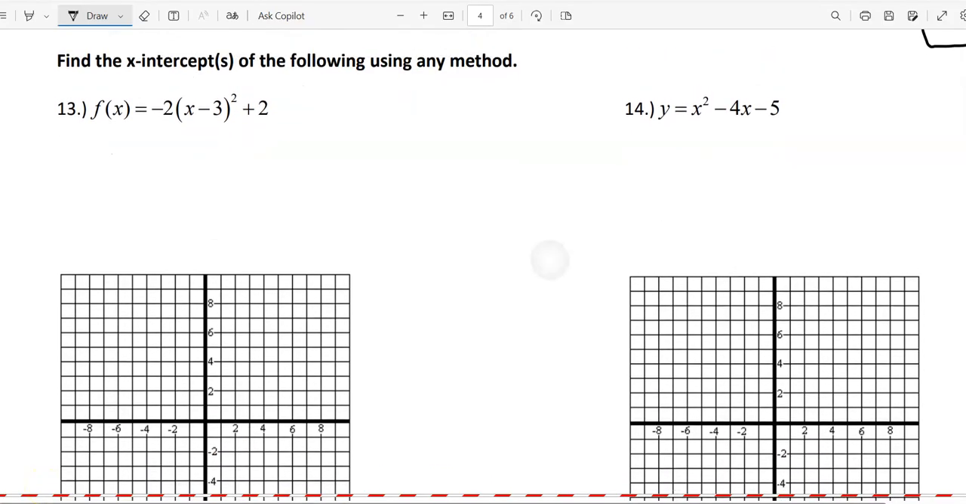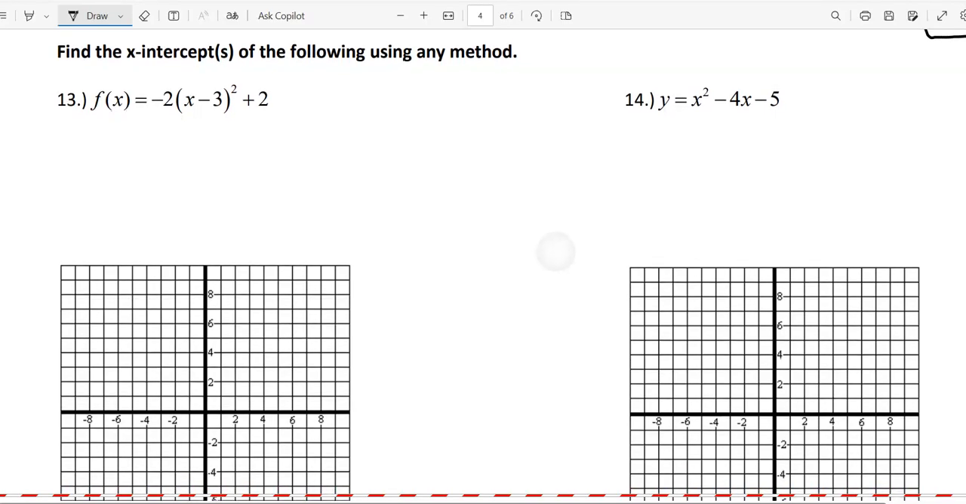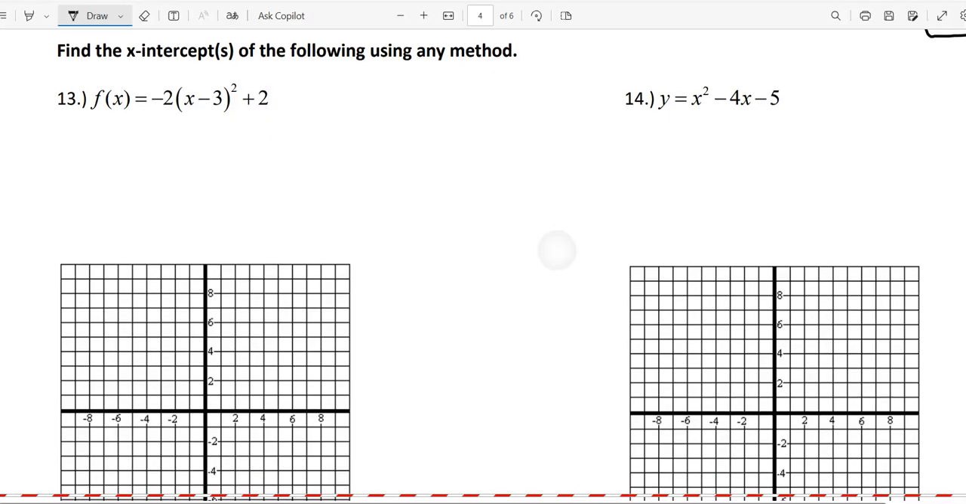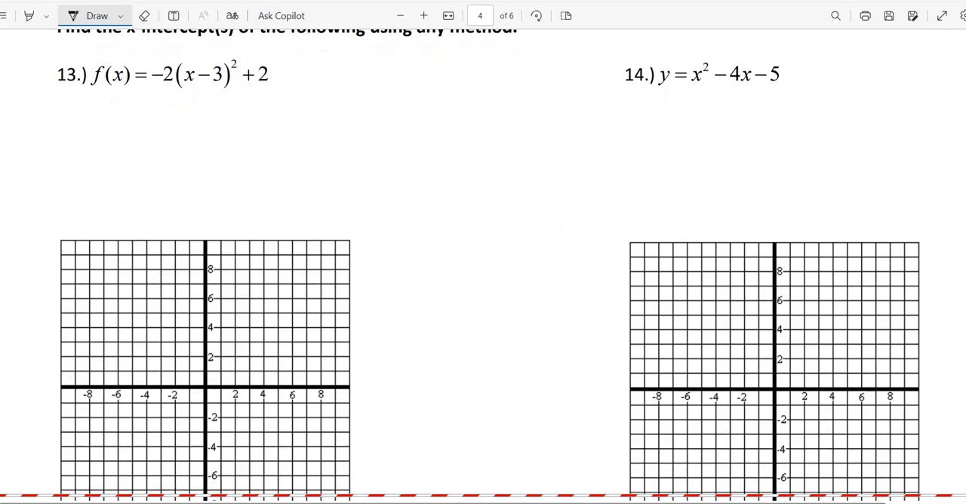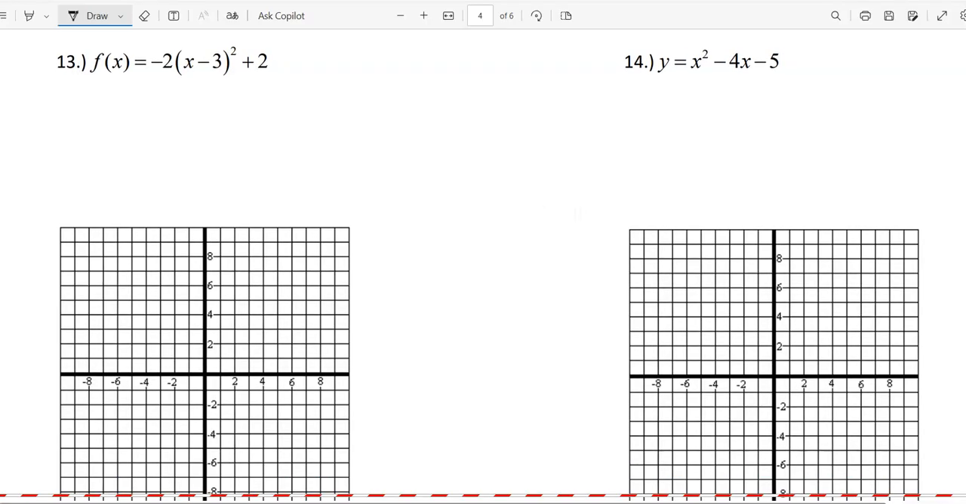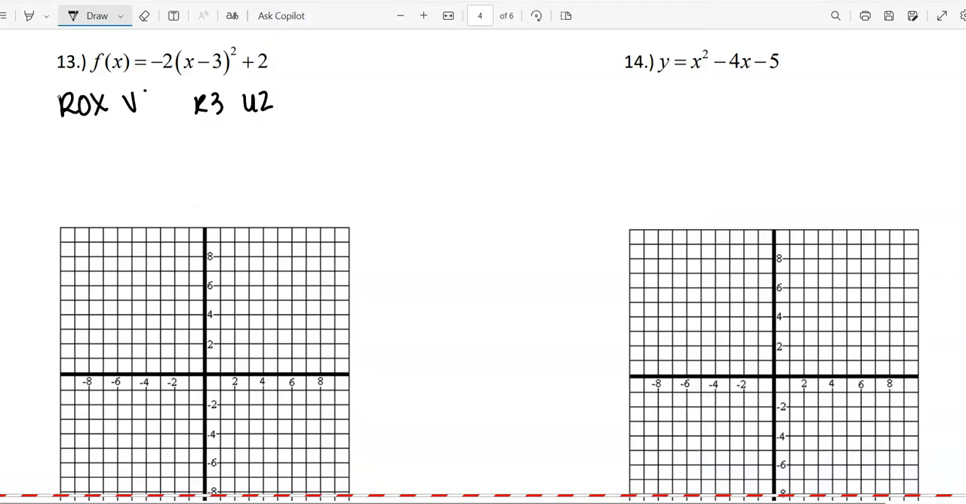Number 13 in vertex form. It says find the x-intercepts of the following using any method. What method could we use? You could, or you could graph it, right? We could graph it if we wanted to. Let's try to graph it, see what happens. Tell me how to graph this thing. Okay, so we've got right 3, up, anything else? Reflection over the x-axis, and then a vertical stretch by 2.